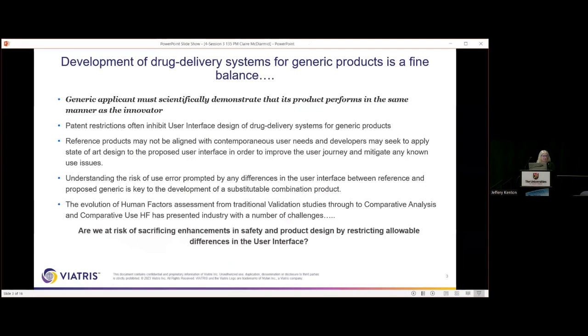This won't be the first time you've heard this afternoon or today, but the development of drug delivery systems for generic products is a balancing act. We hear as generic applicants that we must scientifically demonstrate that the product performs in the same manner as the innovator. However, we're faced with a number of challenges on how to do that and a number of restrictions for various different reasons that I'll speak to as we go through.